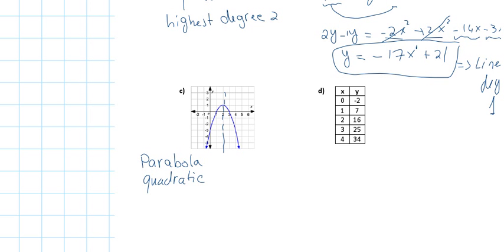When it's a table of values, I can't decide unless I do my first difference and my second difference. Okay? We're going to do some of this again when it comes to the graphical model. So we're going to see this again, and I would like you to know it because I'm going to expect that you know this. Okay?